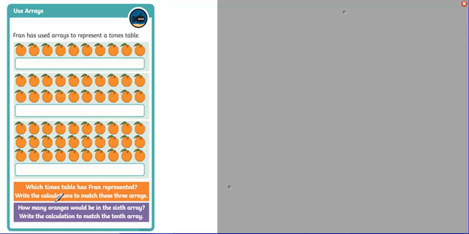Then it wants you to say how many oranges would be in the 6th array. Okay? Write the calculation to match the 10th array. So ignore that last bit here. I just want you to see how many oranges would be in the 6th array. Okay? So pause the video, take it one step at a time, starting by writing the calculations to each of these arrays. Pause the video, and if I was you, I would do rows. Okay? Pause the video now and have a go.